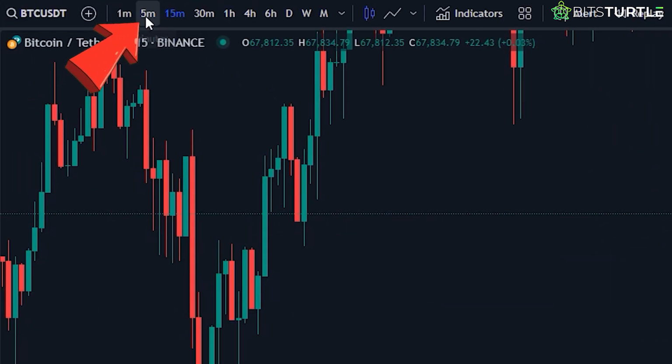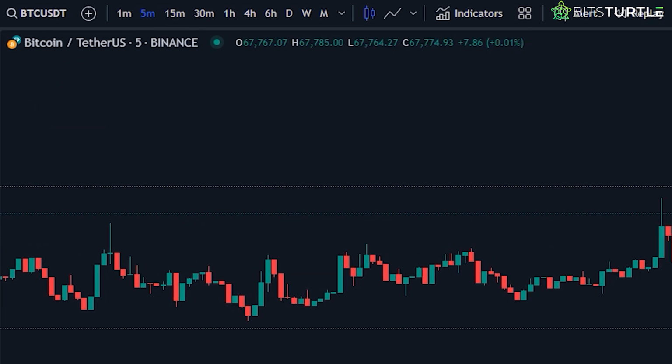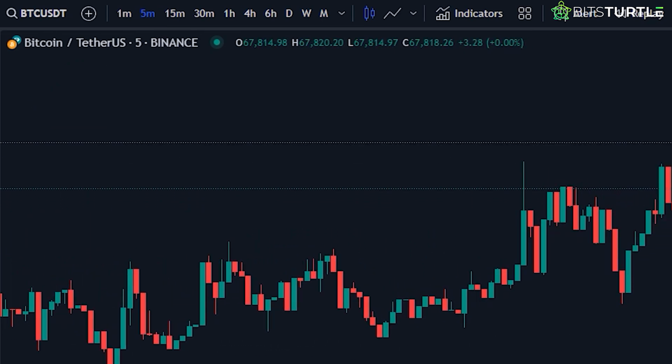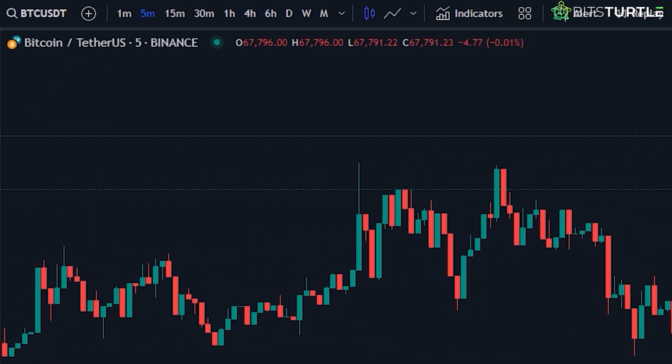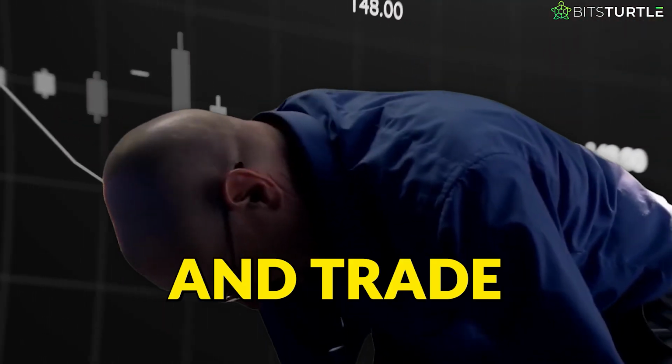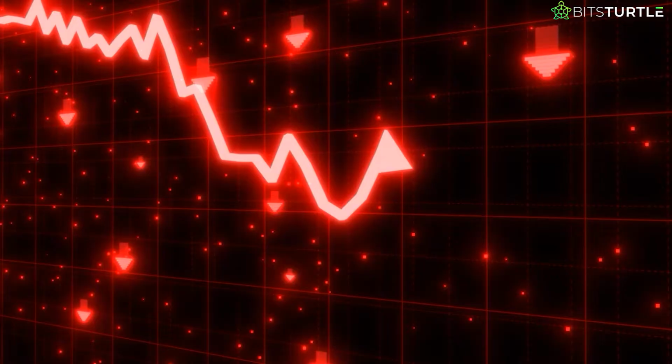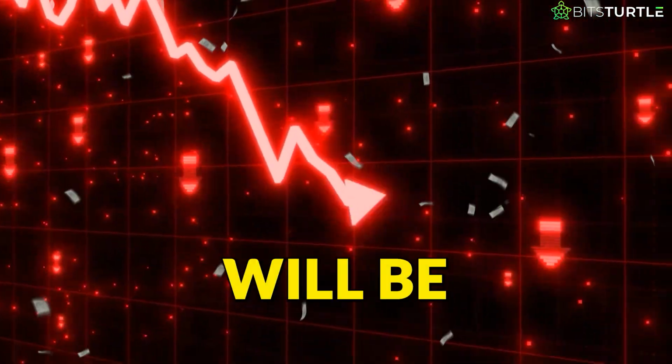However, since you should be focusing on shorter time frames, you need to adjust the settings so the indicator better reflects the current market state. Otherwise, you'll lose your sight and trade at an unsuitable time frame. And boom! Your money will be gone.